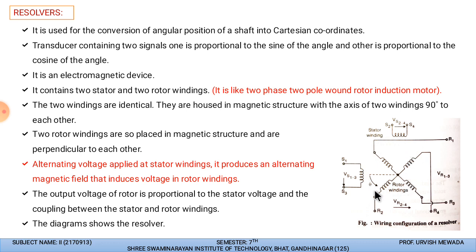You can see that this is the wiring diagram of the resolver. Over here you can see that the rotor windings are perpendicular to each other, and the stator windings are also placed at 90 degrees to each other. So this transducer basically contains two signals. One is proportional to the sine of the angle, and the other is proportional to the cosine of the angle. So it is an electromagnetic device.